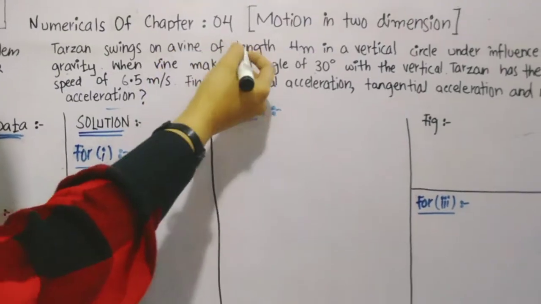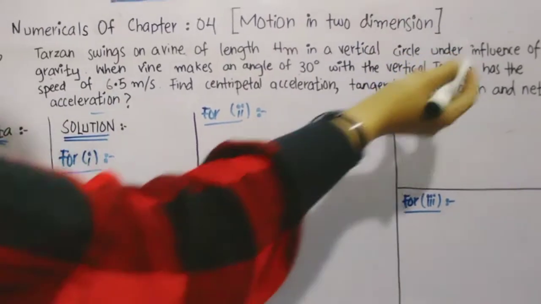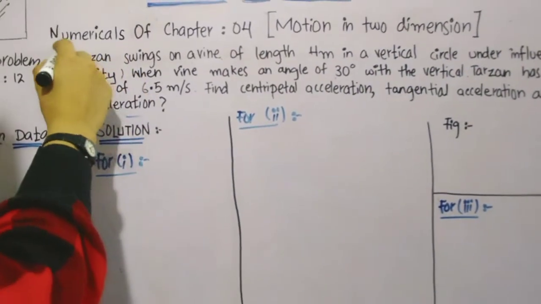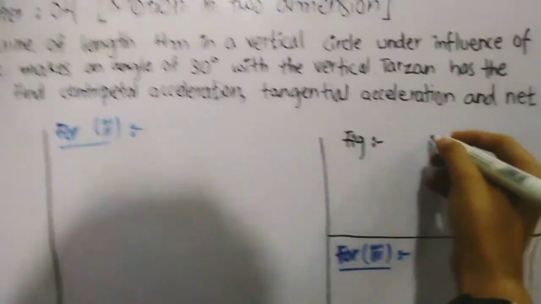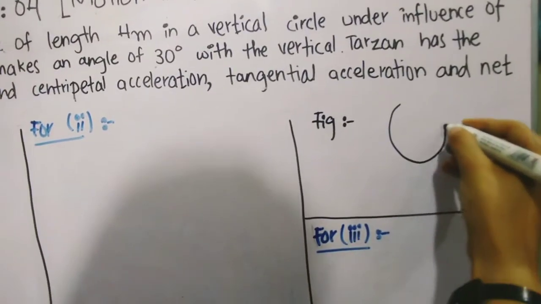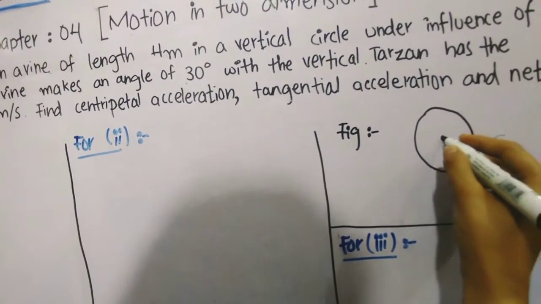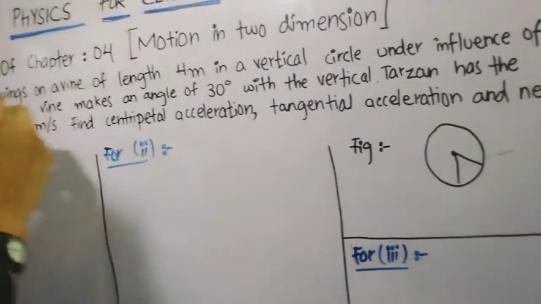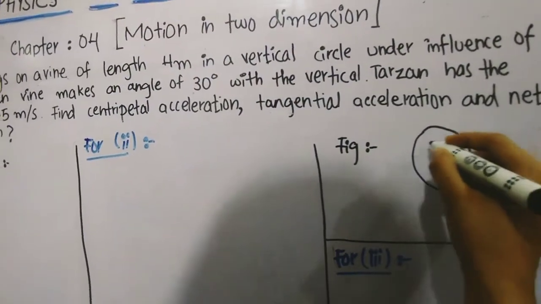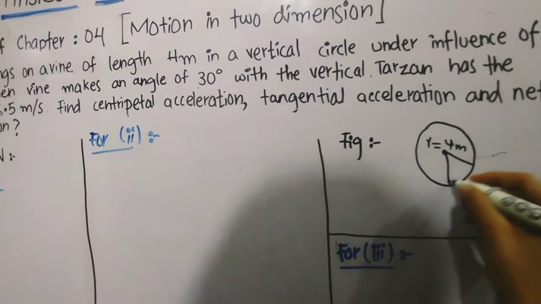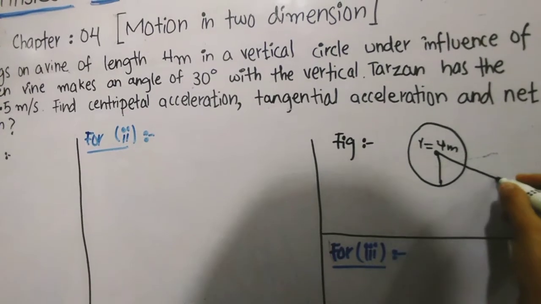This question starts as Tarzan swings on a vine of length 4 meters. A vine means a wire of length 4 meters in a vertical circle under the influence of gravity. Only reading this first sentence, it gives us an idea that a body is moving in a vertical circle. First of all, we're going to put that 4 meter radius, because we know that the length in the circle is always the radius. Then we're going to use the gravity word.